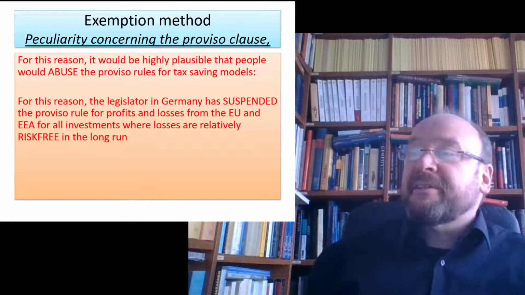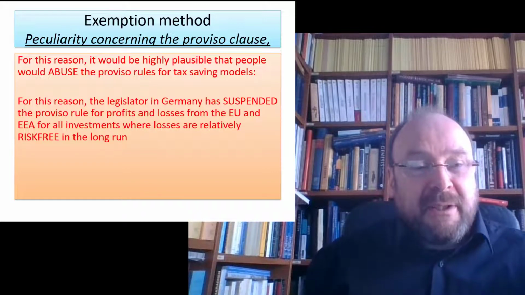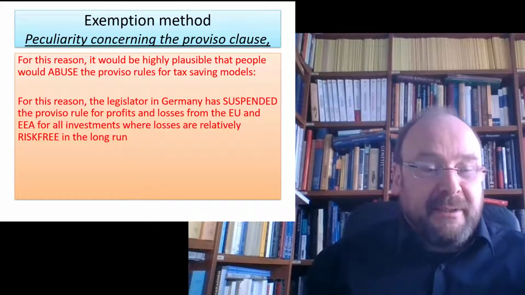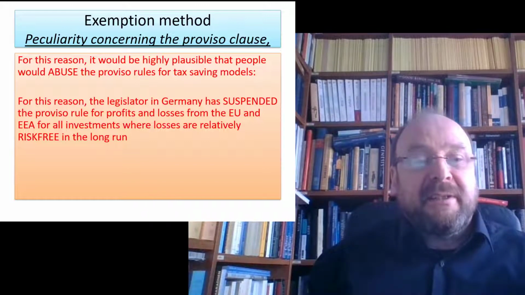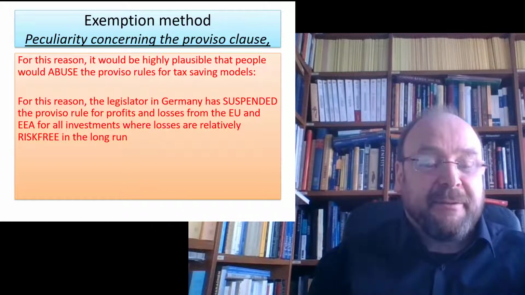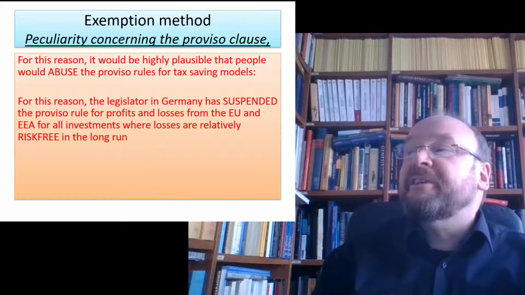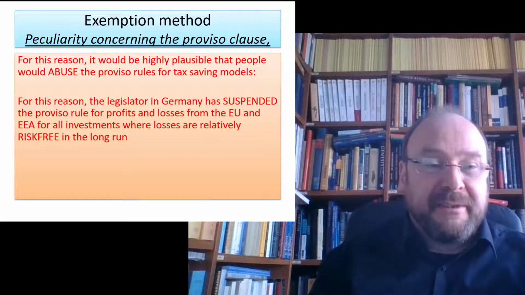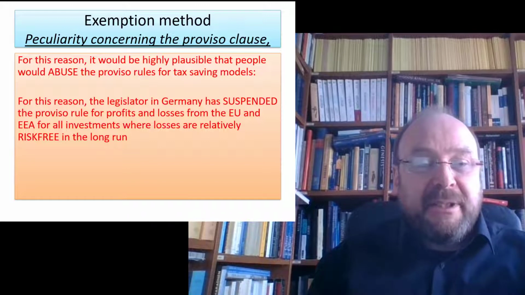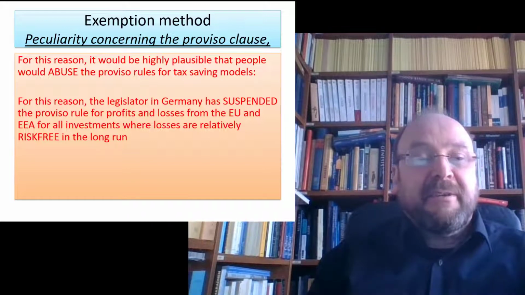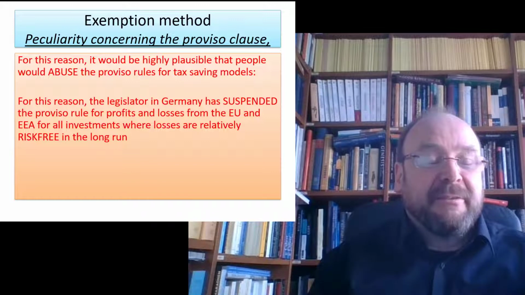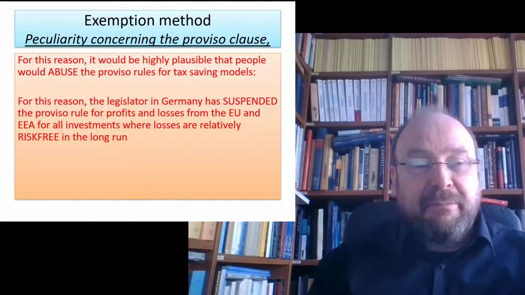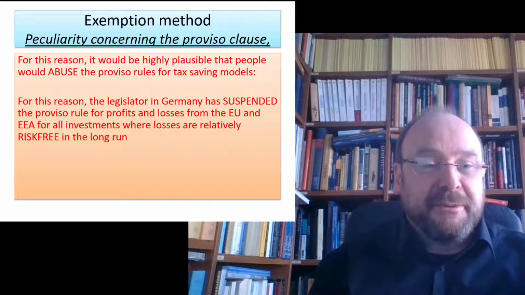For this reason, the legislature in Germany said, well, we can't exclude the losses from the worldwide income altogether in an unfair way, but we can only then exclude the losses and the profits from such investments from the Proviso calculation. So that was the compromise which they did. And then they said, where do we need to do that? Well, a tax saving model is always something which must be relatively risk-free. For example, if somebody says to you, I can offer you to invest into a bakery in Paris, but at the moment produces losses.